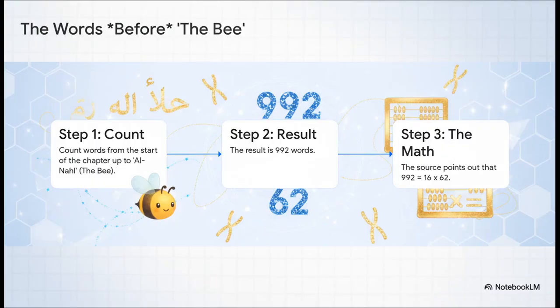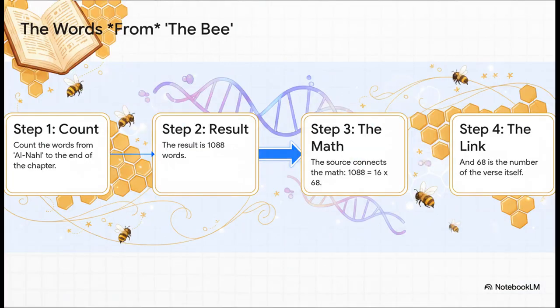Okay, so let's walk through this. If you count every single word from the very beginning of chapter 16, right up to, but not including, the word al-nahl, you get 992 words. And once again, that number is presented as a perfect multiple of our key number, 16 times 62. Now, what about the other side of the equation? If you count from the word al-nahl all the way to the very end of the chapter, you get 1,088 words. This too is a multiple of 16. But here's the part that's truly striking. 1,088 is 16 multiplied by 68. And what is 68? It's the exact verse number where the bee is mentioned. That is a remarkable connection.